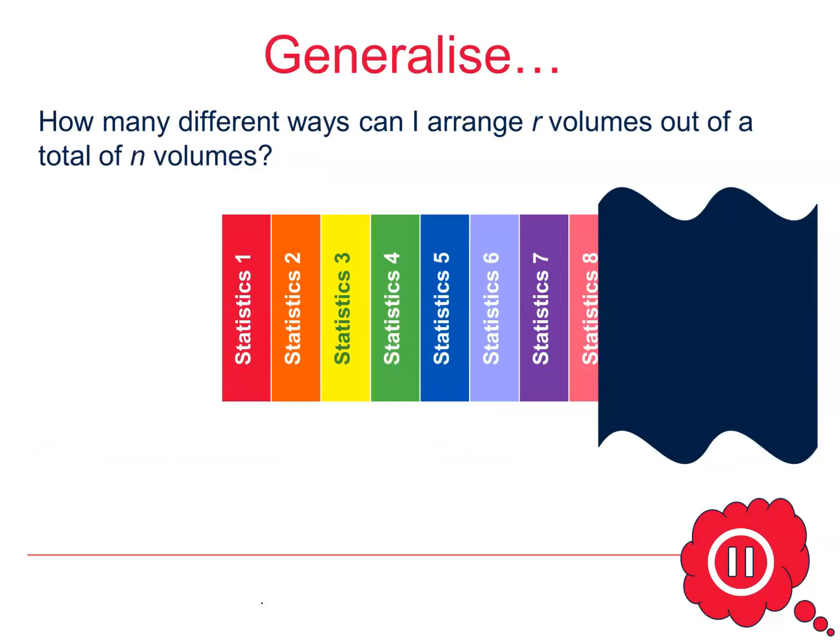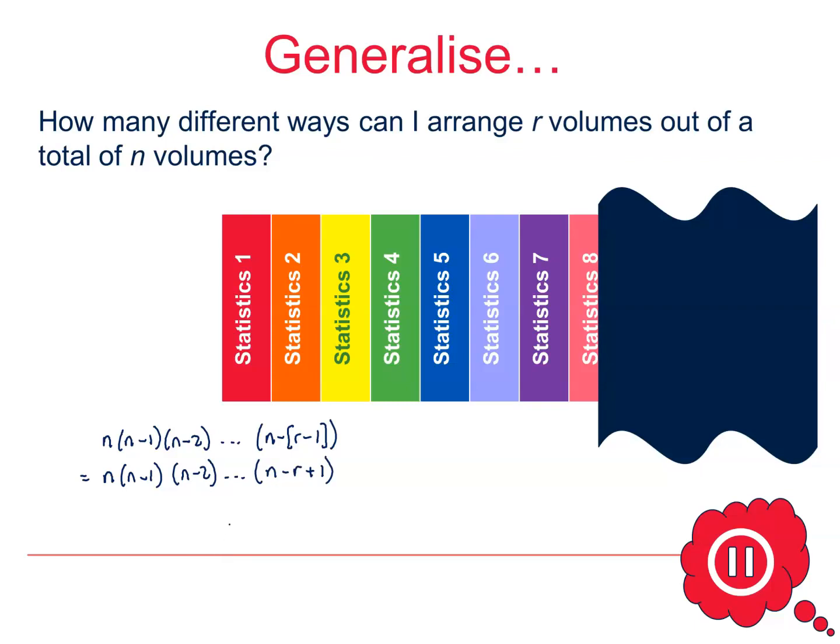So let's generalise again. Now I have n volumes, but I only have space for r of them on my bookshelf. Pause the video while you work out how many different ways I can do this. Okay, so I've got n choices for the first book, then n-1, n-2, and so on, all the way down to n-r+1. I can write that a little bit more simply as n minus r plus 1 without the extra brackets.